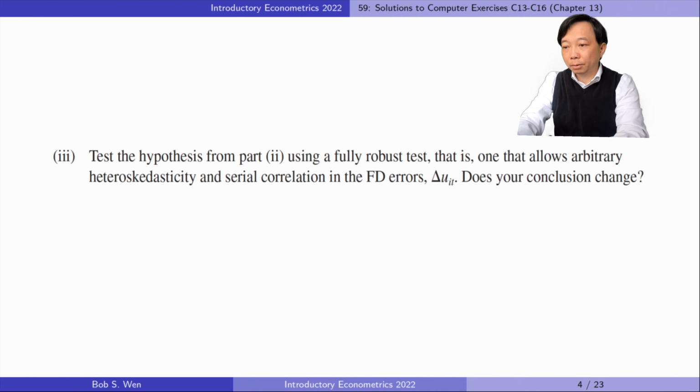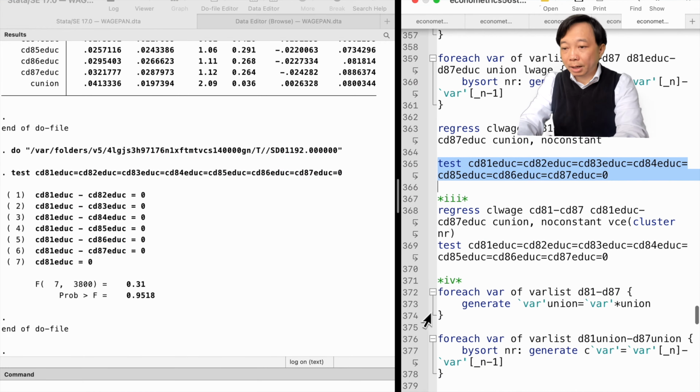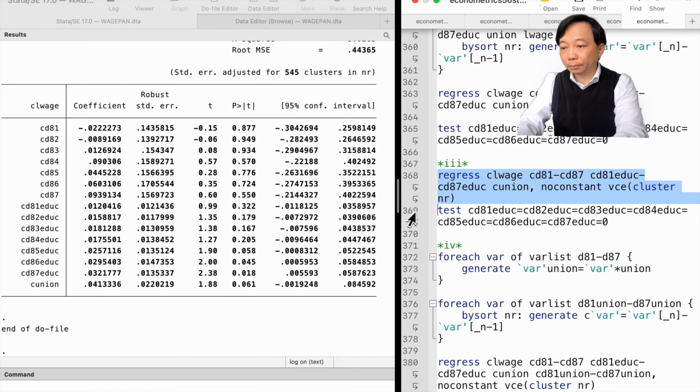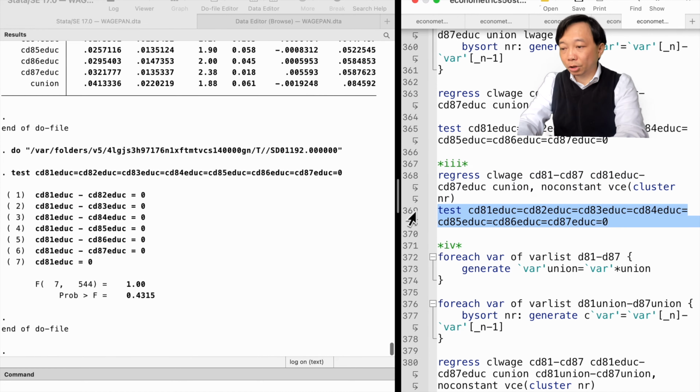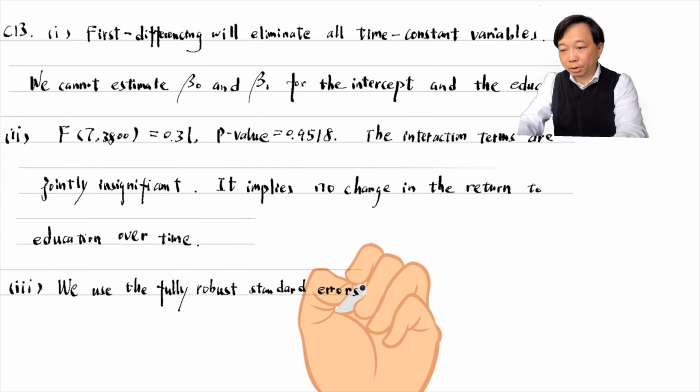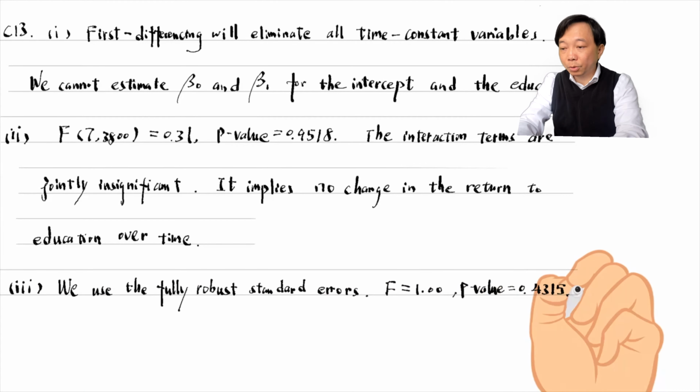In part 3, we use the fully robust standard errors and do the F-test again. In Stata, we type the variance-covariance option and specify the cluster robust standard errors. The F statistic is larger, 1.00, and the p-value is 0.43. The interaction terms are still jointly insignificant at any reasonable level.